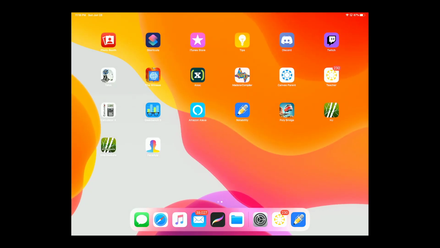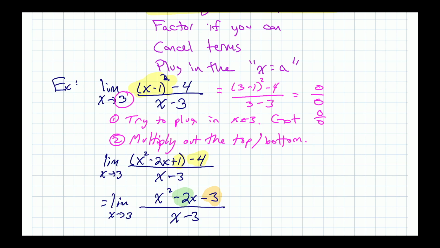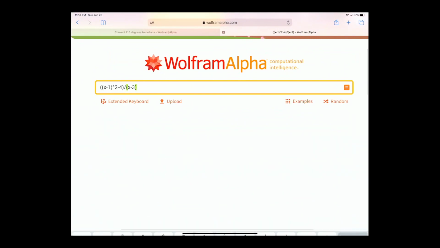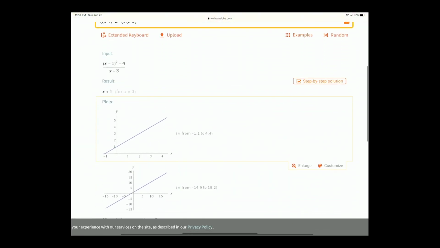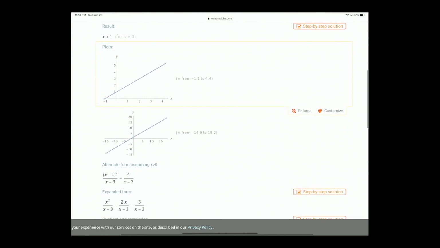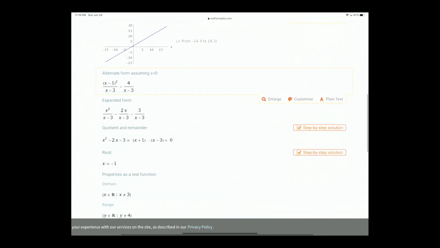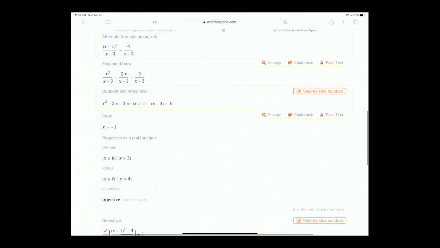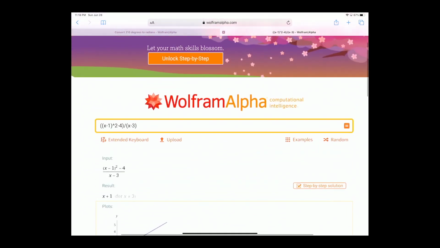Where's Notability? Oh, (x minus 1) squared plus minus 4. All right, try again. Okay, there we go. So this is what it looks like. And if you scroll down, there's different terms. And you know, you can look at it.